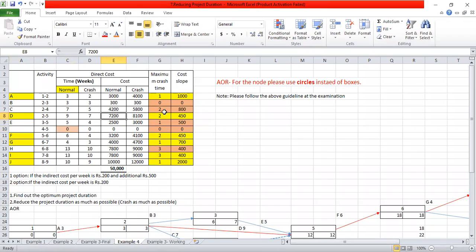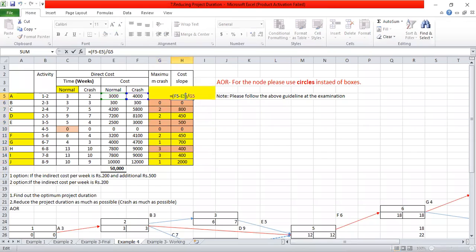In this question, they have not given the maximum crash time. So you have to find out the maximum crash time. How to find out the maximum crash time? From normal time, you have to deduct the crash time, right? These are given in weeks. So after deducting crash time from normal time, you can get the maximum crash time, right? So please find out all these maximum crash times.